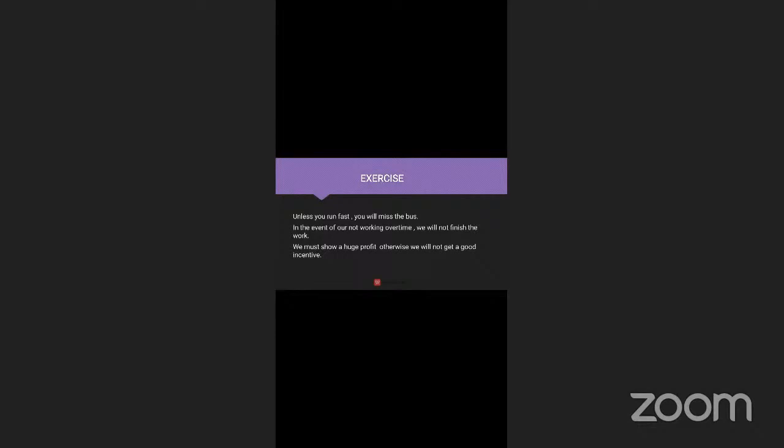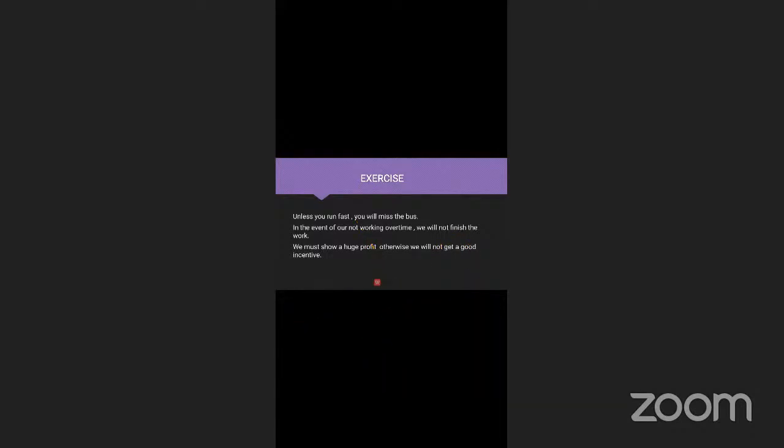Then when we change this into a complex sentence, we can use unless. Unless we show a huge profit, we will not get a good incentive. That is the example for that. By seeing the example, I understood that we have unless and if for condition. If is the positive condition, unless is the negative condition.